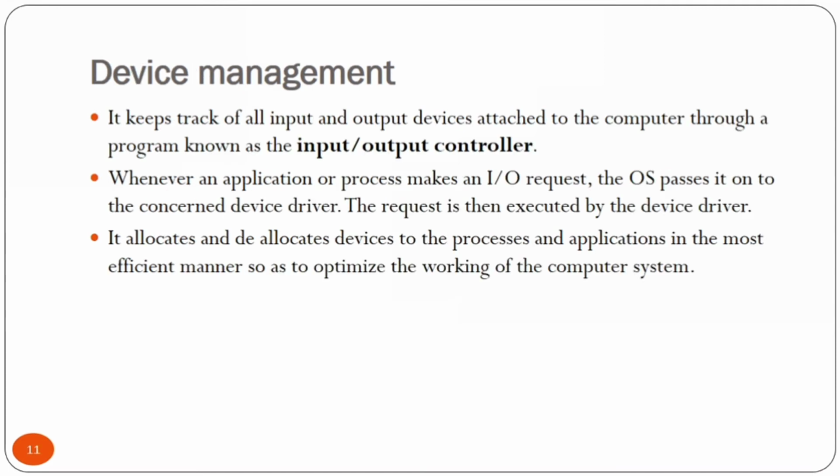Then comes device management. It keeps track of all input and output devices attached to the computer through a program known as input output controller. Whenever an application or process makes an input output request, or we can say IO request, the operating system passes it on to the concerned device driver. The request is then executed by the device driver. It allocates and deallocates devices to the processes and applications in the most efficient manner so as to optimize the working of the computer system.